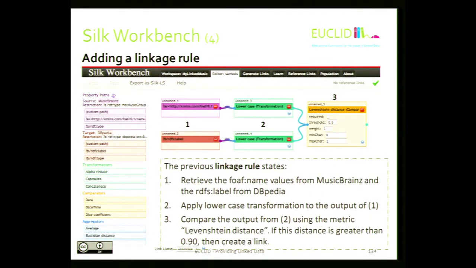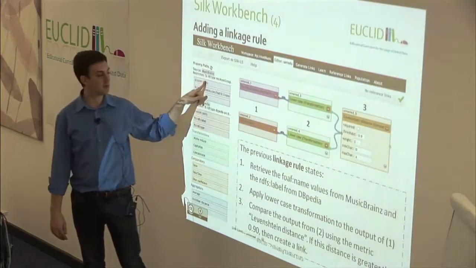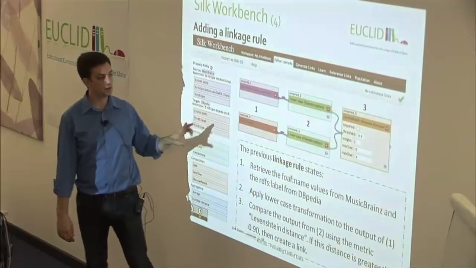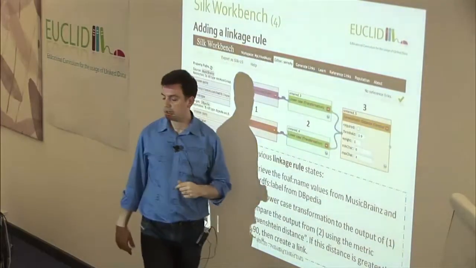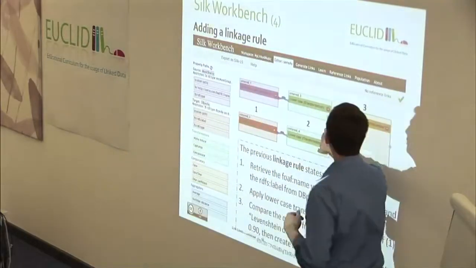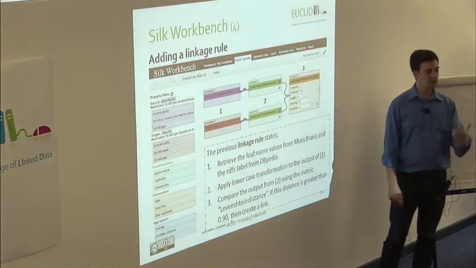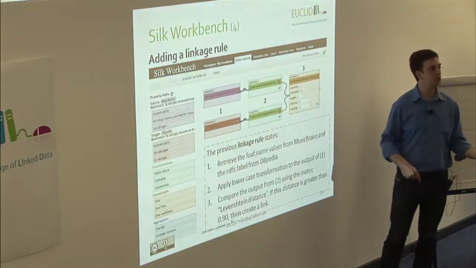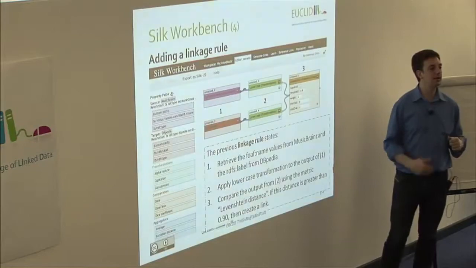and then use the graphical editor to create a rule that says, look at the FOAF name over MusicBrainz, look at the RDFS label over DBpedia, transform them both to lowercase so we don't get any mismatches based on capitalization, and then look at this Levenshtein edit distance. So if you start with one, how many keyboard presses would you have to make, minimally, to make it into the other one?